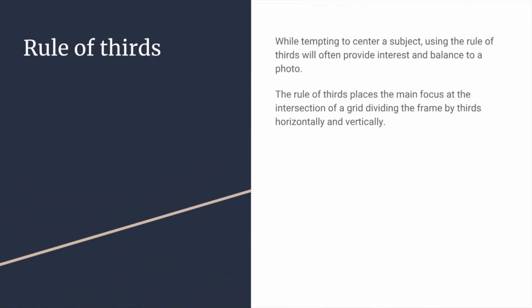Our last photo composition principle that we're going to talk about is probably the most universal and most widely used, and that is known as the rule of thirds. The rule of thirds, as you're going to see in a second when I show you some examples, simply has you divide the photo frame into a grid of thirds, both horizontally and vertically.